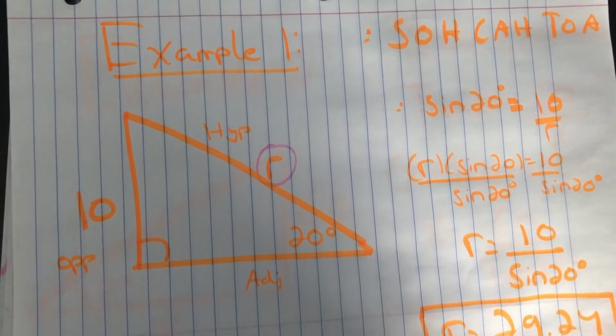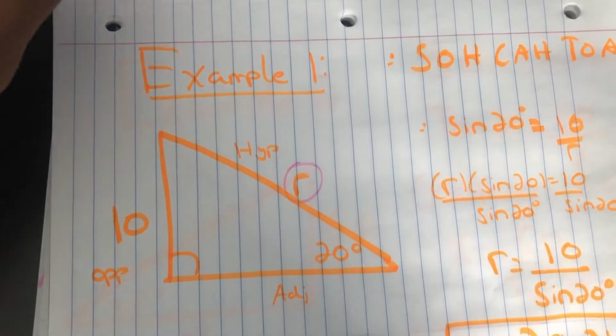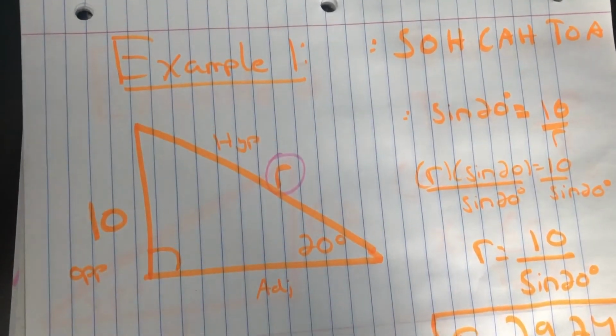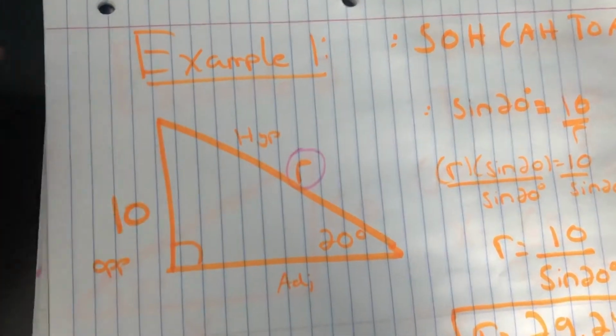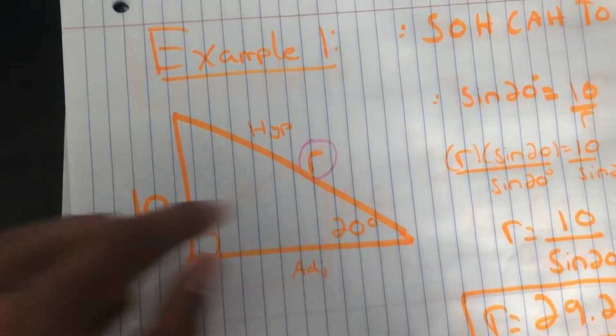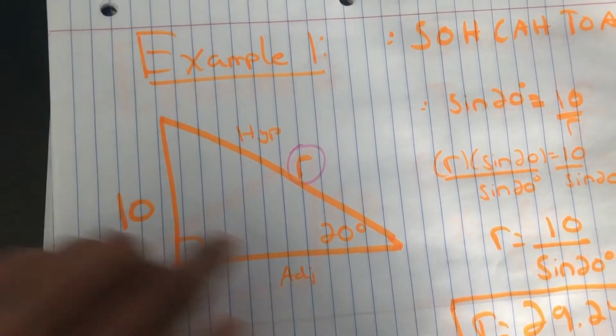So here is an example of how we can use these ratios to solve for a missing side. The missing side in this case is r. R is the missing side, which is the hypotenuse in this case. So which values do we have? We have an angle and another side length. So which side length do we have if this is the angle?